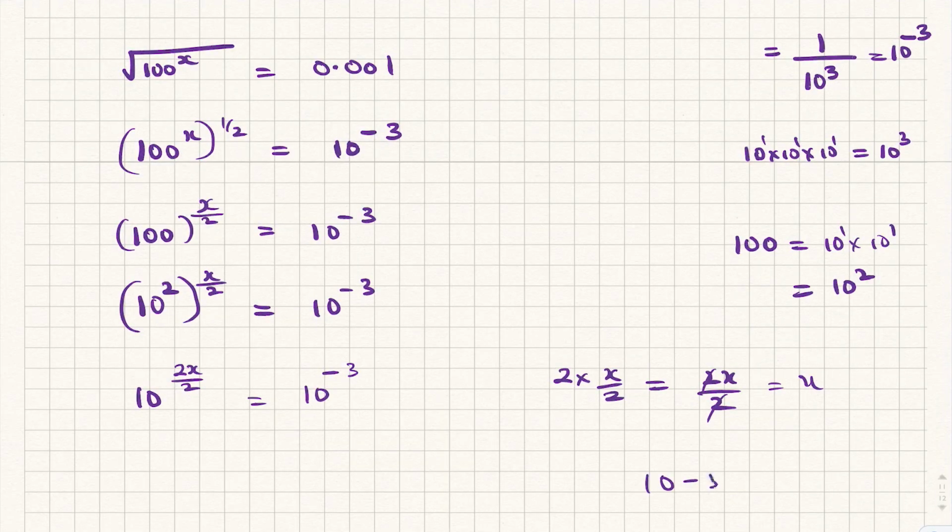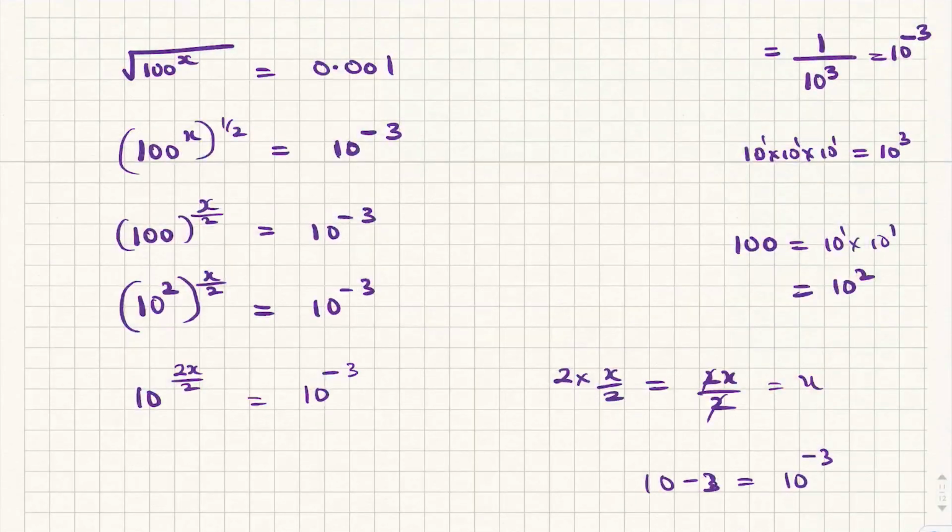10 minus 3 is different from 10 to the power of minus 3. Be careful how you write your powers. It mustn't be on the same level as the base. Otherwise, you'll be marked down because it's confusing. You might get confused yourself as well.